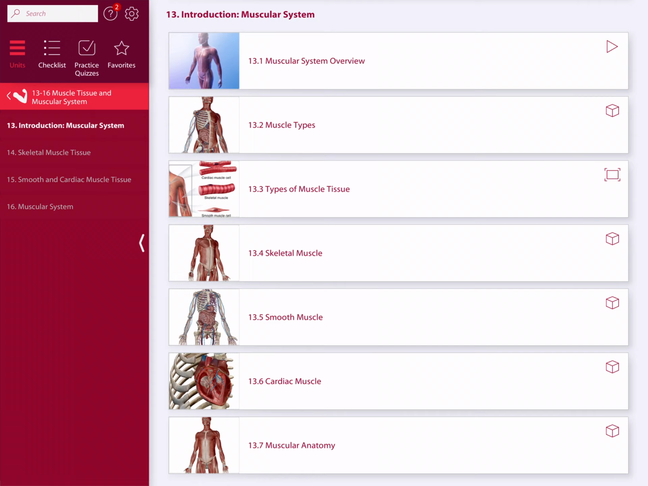Here we are in the Visible Body app. We're doing the muscular system this week. We will be learning the differences between skeletal muscle, smooth muscle, and cardiac muscle. I encourage you to watch all of these videos.